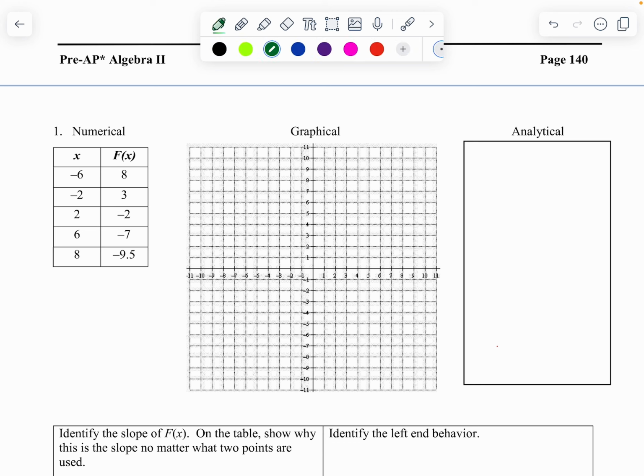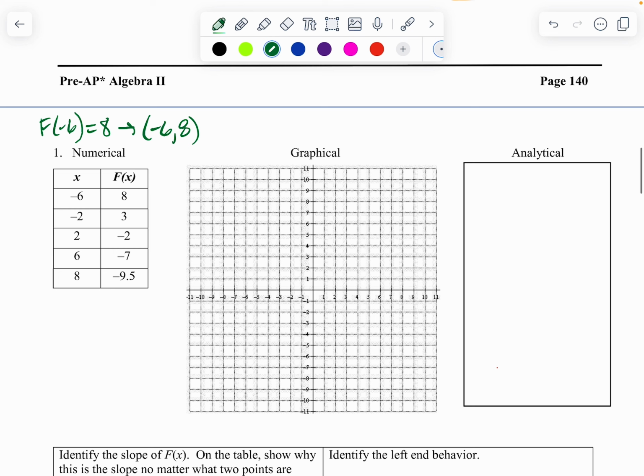Just a reminder, if I ask you to tell me what f of negative 6 is, that answer would be 8, which means this graph goes to the point negative 6, 8. From this table, we see that we have 5 different points that lie on this function. So we could use this to graph these 5 points. That's what I'm going to do right now.